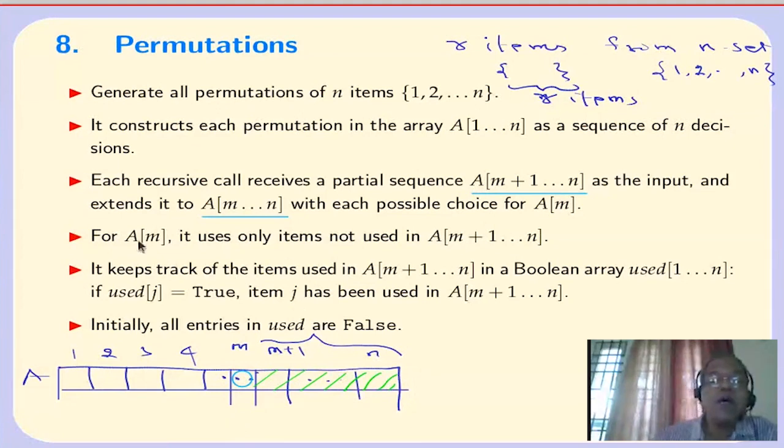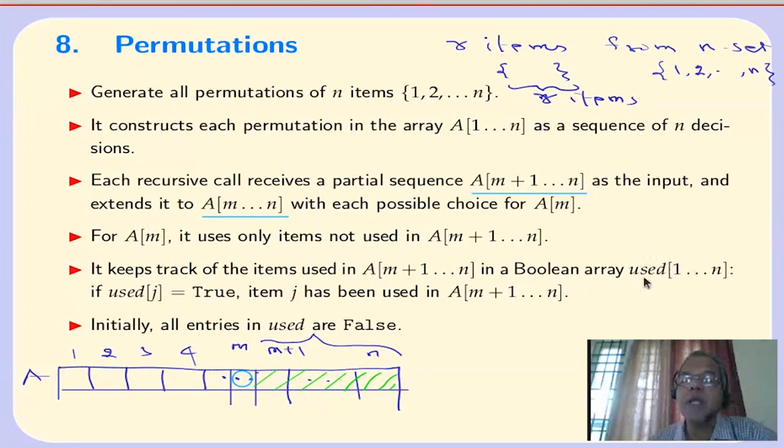But in a permutation, for a at m, we have to use only those items which are not used in m plus 1 to n. Am I right? If you have already used, say, 2 and 3, we cannot try 2 and 3 here. Therefore, we need to keep track of the items used in a at m plus 1 to n in a Boolean array used.